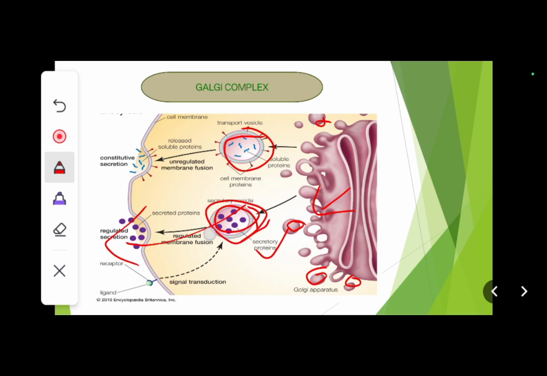Vesicles are small ball-like structures. These vesicles move to the outside of the cell by endocytosis. The proteins are transported outside of the cell and also inside of the cell. They are transported to the entire outside and inside of the cell. That is the major function of the Golgi complex. That's why it's known as the post office of the cell.